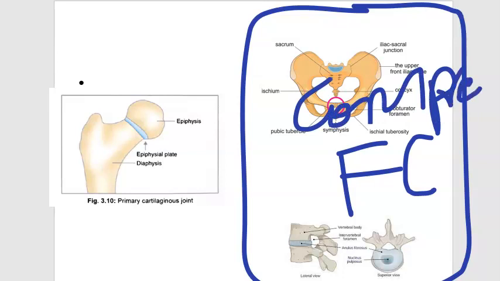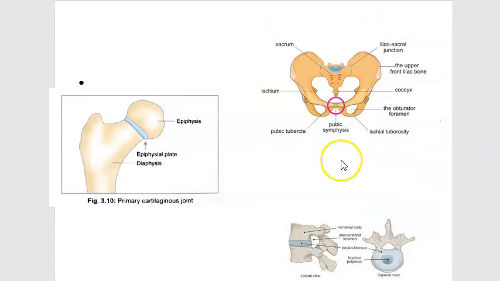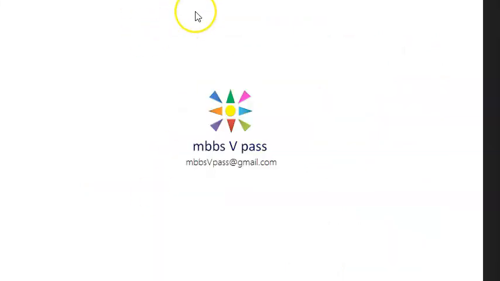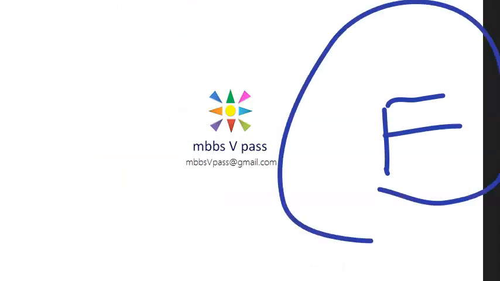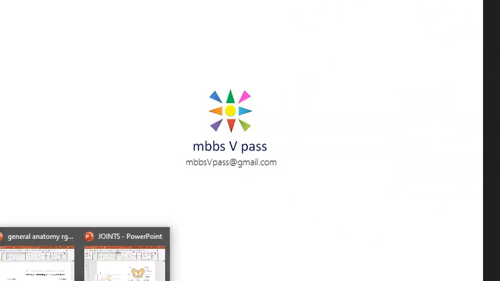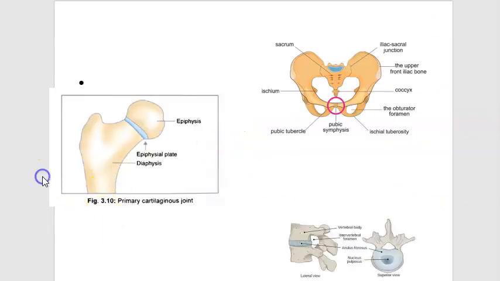So actually when you hear the word fibro, you will feel this is not actually movable. But they are saying it allows slight movement. Why? Because this fibrocartilage is compressible. So you got examples also. Now let us go into a little more detail.